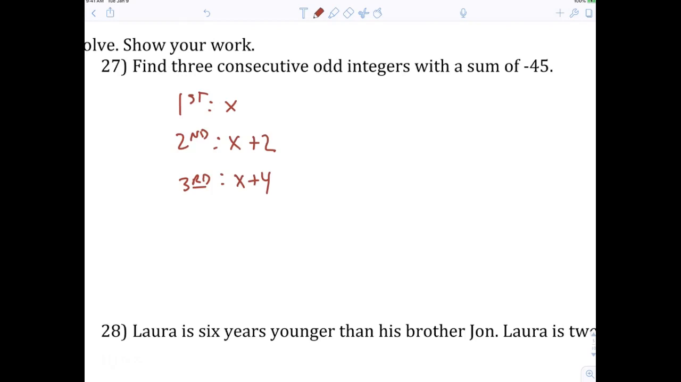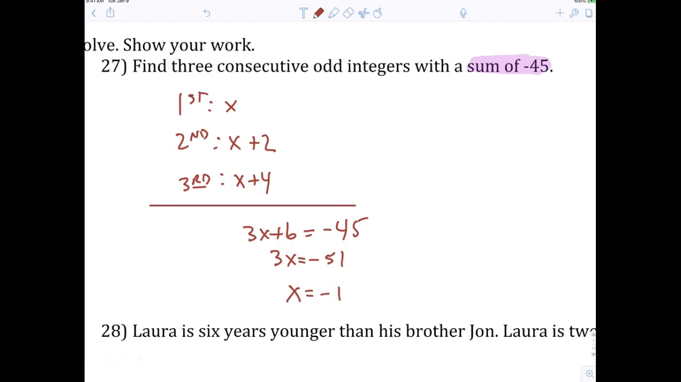Then it says the sum. So what do I do with those numbers? Add them. If I add them, what do I get? 3x plus 6 equals negative 45. Subtract 6. 3x equals negative 51. So x equals negative 17.